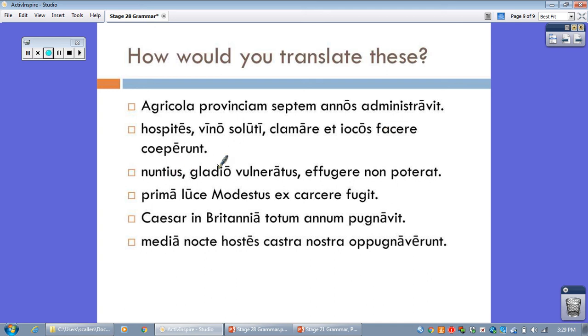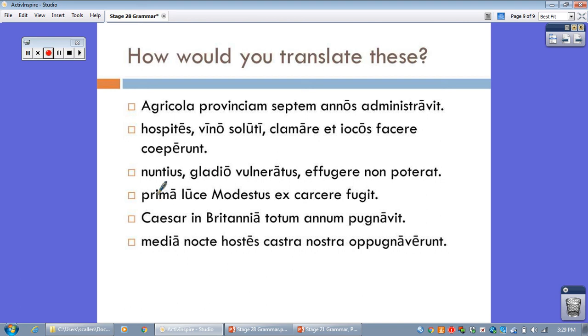How about this one? Nuntius, gladio vulneratus. Ooh, I see vulneratus is a participle. I see an ablative word with gladio, no preposition in front of it. The messenger, having been wounded by a sword, by means of a sword, another ablative of means.